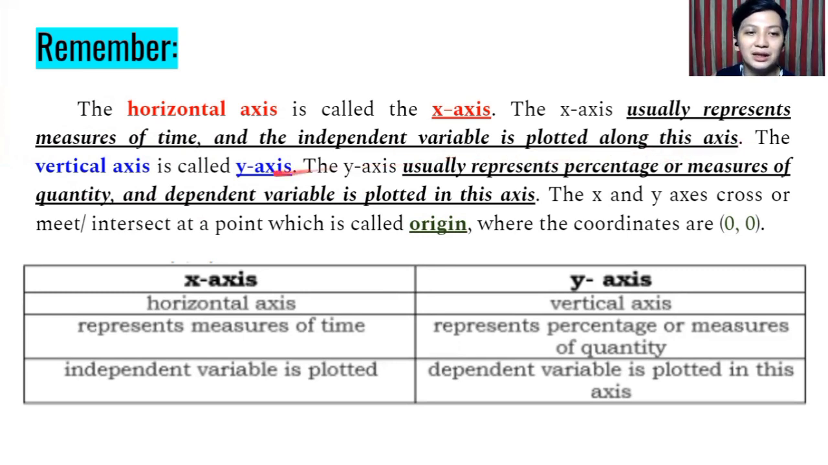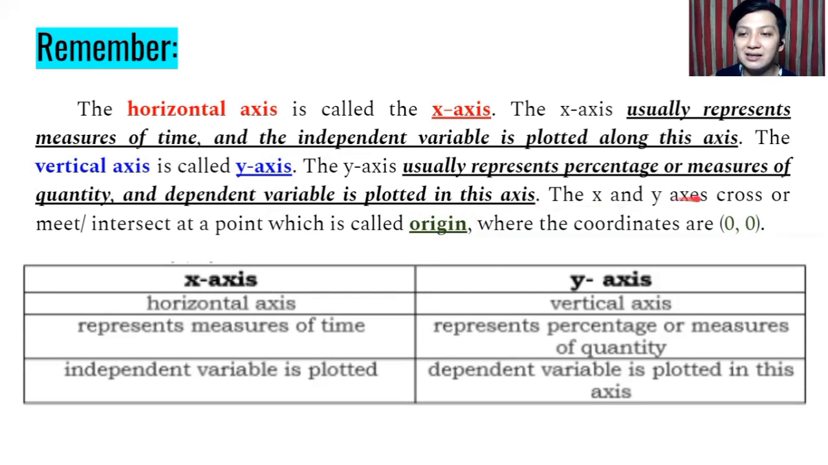And then, the vertical axis is called y-axis. The y-axis usually represents percentage of measure or measures of quantity and dependent variable. Ito namang dependent variable, from the word itself, it depends on the independent variable. Okay, ito naman yung nagiging effect. Kung independent variable, this is the cause, then ang dependent variable naman, ito yung magiging effect. Okay? So the dependent variable is plotted in this axis.